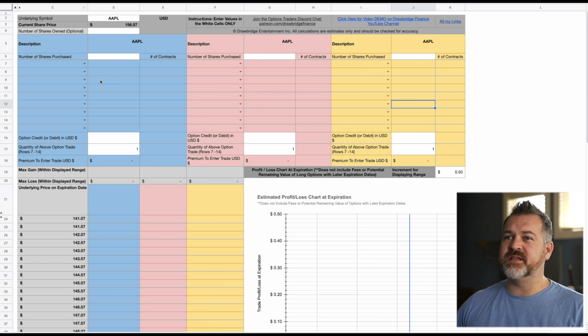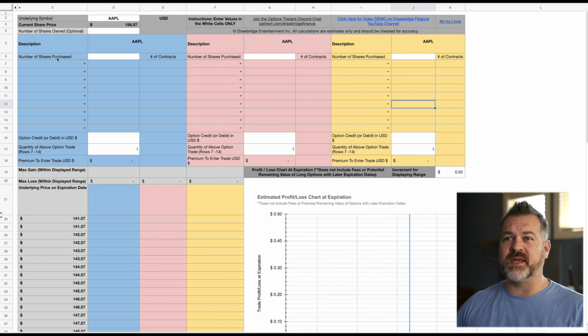Now, if we jump in, this is what the spreadsheet looks like. Once you've downloaded it, you can make your own copy, and it's pretty simple by design. It looks very, very similar to my rolling options record keeper, which it was kind of based off of. The idea here is that I'm going to be able to graphically compare different option strategies.